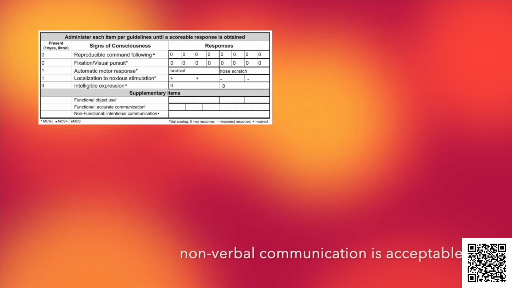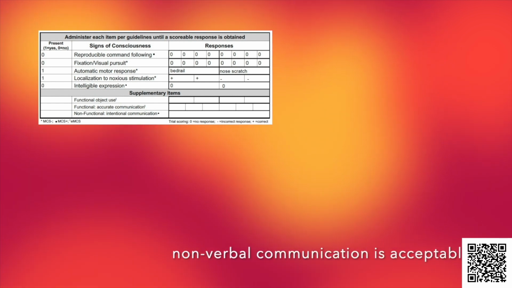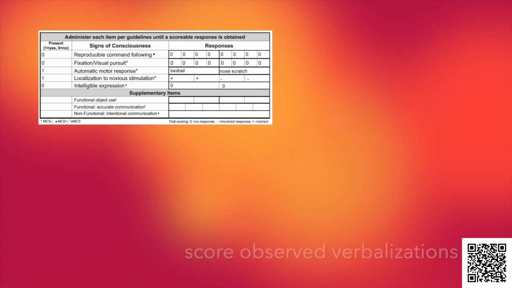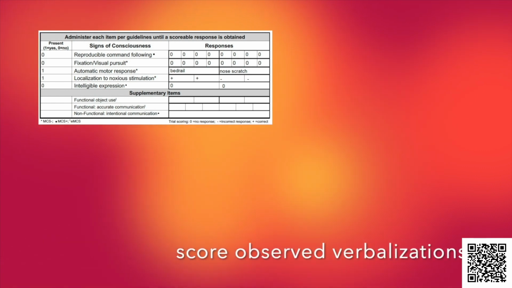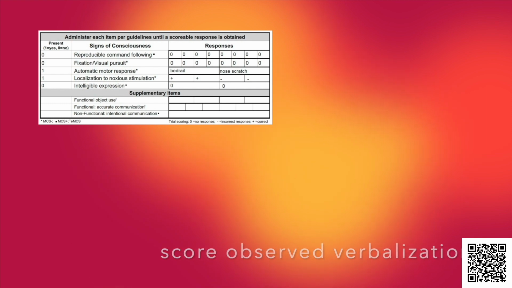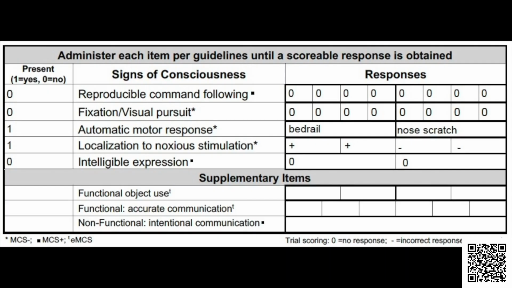And third, words produced by mouthing, writing, or alphabet board are acceptable as long as they meet the scoring criteria. Verbalizations that occur spontaneously or at other times during the assessment and meet these criteria should also be scored. Our patient scored 0 for intelligible expression.